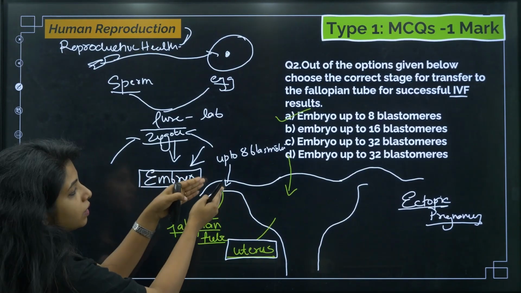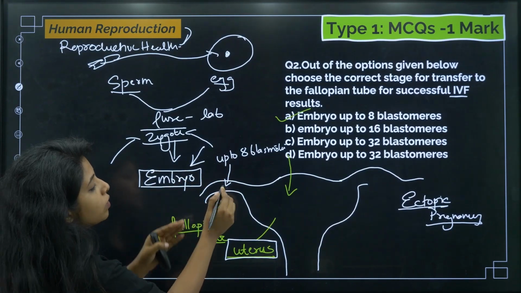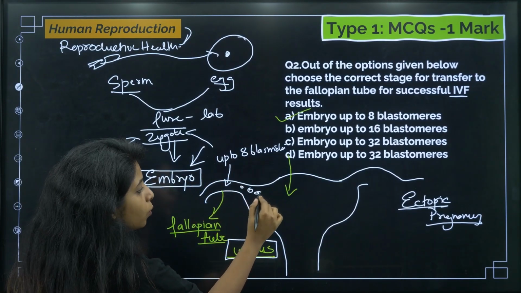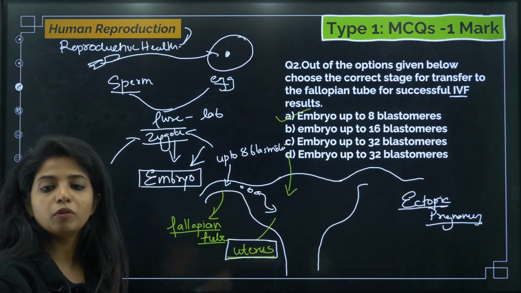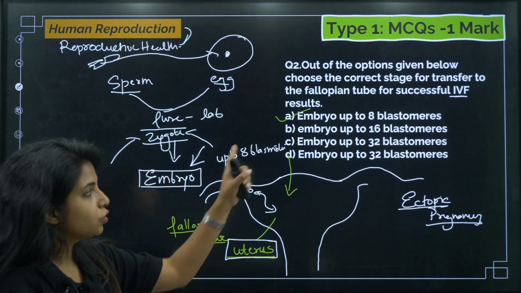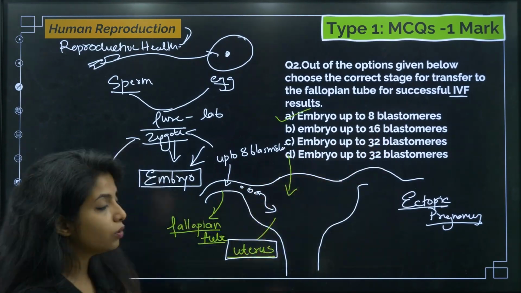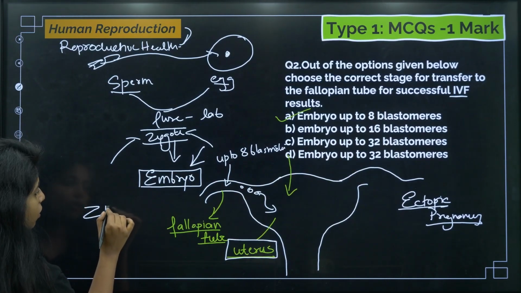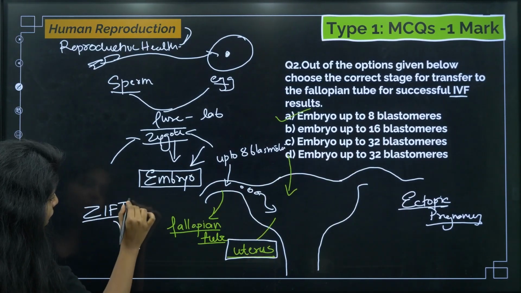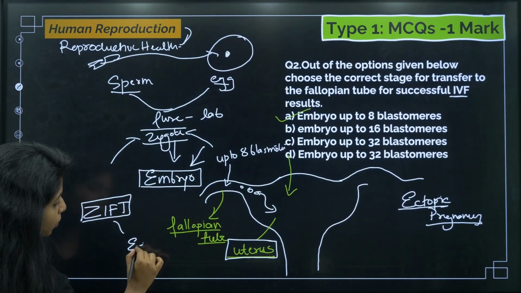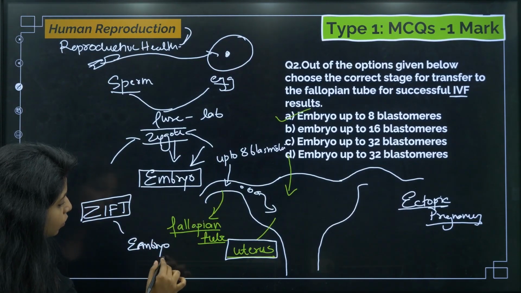So when I put the embryo up to 8 blastomeres, this embryo will slowly divide itself and then roll down into the uterus later on by itself. It's a normal process that will be happening. So this is the correct answer, children. What do you call this process? Zygote intrafallopian transfer. When you put the zygote inside, you call it zygote intrafallopian transfer. When you put the embryo inside, you call it embryo transfer.